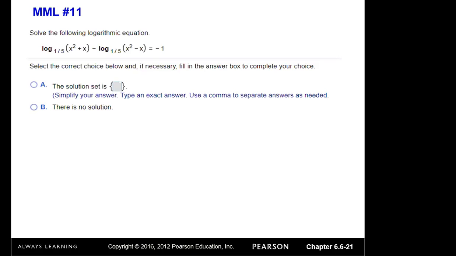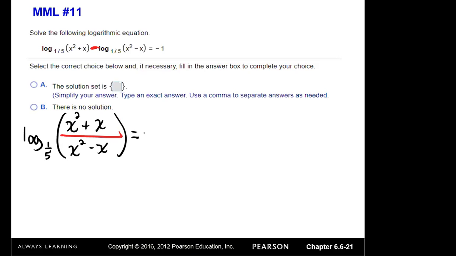So number 11. Okay, I got log of something minus log of something equals -1. So I have to condense it down to a single logarithm and then convert it to exponential form. They are being subtracted here, so I have to use the log rule that says divide. So it's log base 1/5, and then my numerator will be the x squared plus x, and the denominator is the x squared minus x. All of that equals the -1.